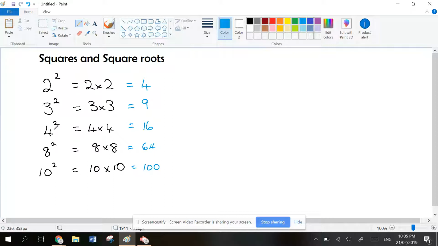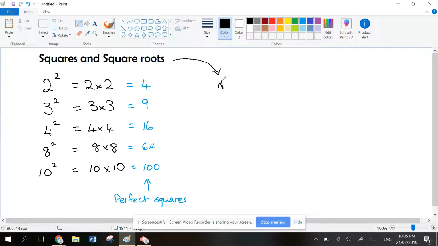Now, all of these numbers are called perfect squares. That's because if you take a whole number and you square it, you'll get these perfect squares. Now let's look at square roots. Okay, so we're going to look at square roots.